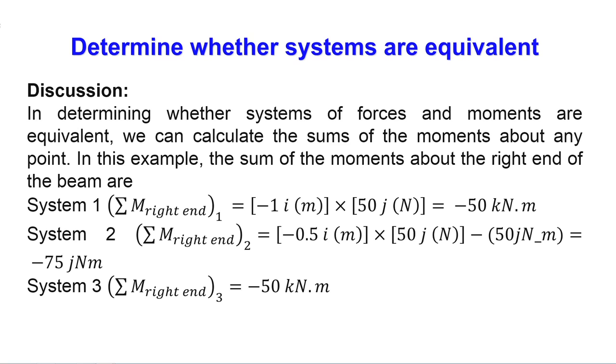Now, one question will be asked: we are taking moments about origin O, whether we can prove this if we take the moments about another point. Here we have shown that if we take moments at the right end, then also we will see that for system 1 and system 3 the moments are the same, but for system 2 the moment is different. This way the conclusion we have drawn, that system 1 and 3 are equivalent, is valid.